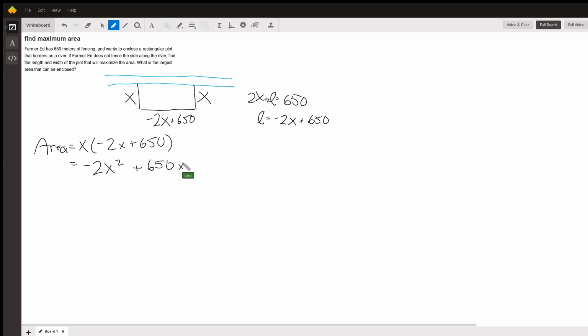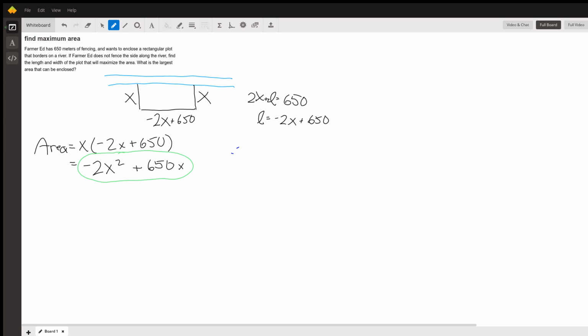Now that is a quadratic. Let me circle this in a nice green color. If you'll notice, the leading coefficient is negative, which means it's an upside down parabola, pointing down, concave down, however your teacher taught you to term that. And the vertex will be a maximum. And we want a maximum. So all we have to do is find the x coordinate of the vertex, and we'll have the width of that field. And we can easily then find the length of that field, and then find the area of that field.